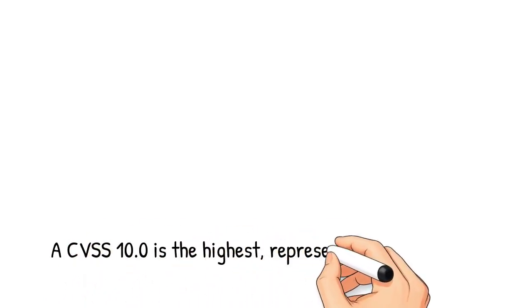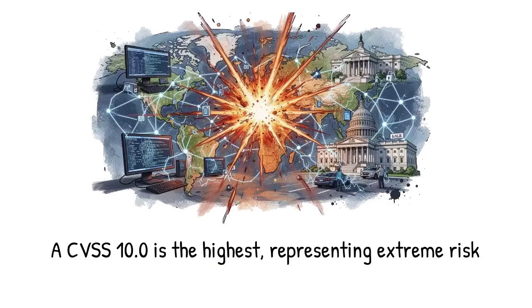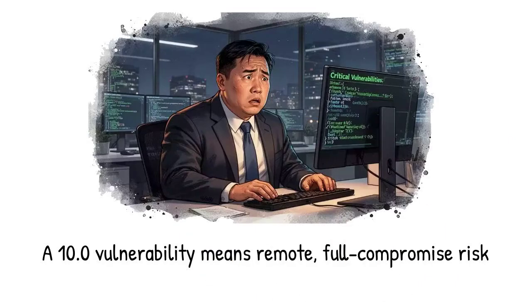CVSS 10.0, the digital nuclear bomb. Example, EternalBlue, MS17-010. This vulnerability allowed remote code execution on Windows machines without authentication. Impact: it enabled the WannaCry ransomware outbreak, crippled hospitals, banks, and governments, and caused billions in damages. A CVSS 10.0 vulnerability means no authentication required, no user interaction needed, full system compromise possible, exploitable remotely, with a high likelihood of active exploitation. This is the kind of vulnerability that keeps CISOs awake at night.